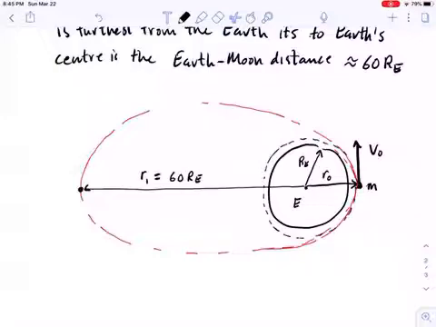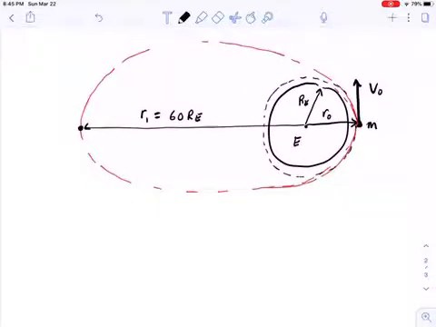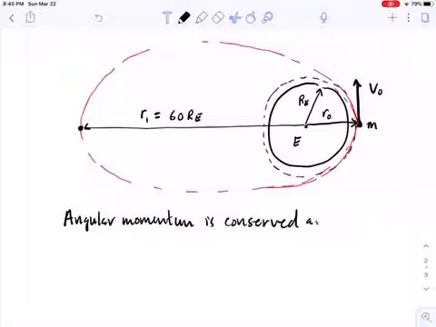Okay, so how are we going to approach this problem? The first thing we might think about is angular momentum conservation. So angular momentum is conserved after the boost. Okay, so after the boost, there's no external forces besides the gravitational force, which exerts no torque, so angular momentum is conserved.